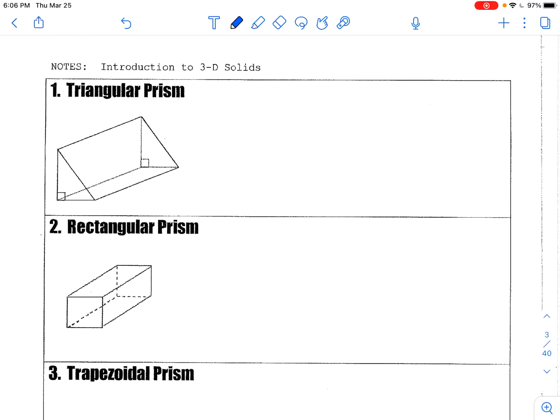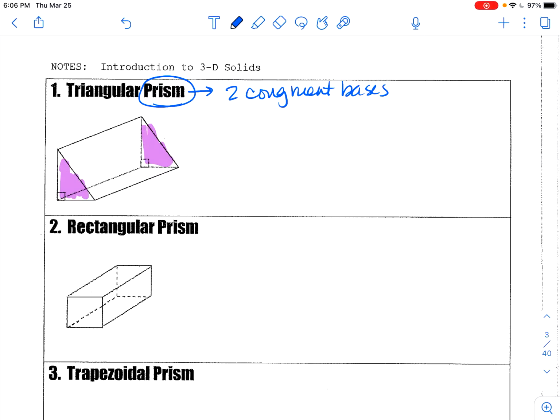In this video, we're going to take a look at 3D solids. The first one we're going to look at is the triangular prism. Now, a prism has two congruent bases. Now, on this figure, you can see that we have two triangles, and those are the bases. So here's a base, and here's a base.